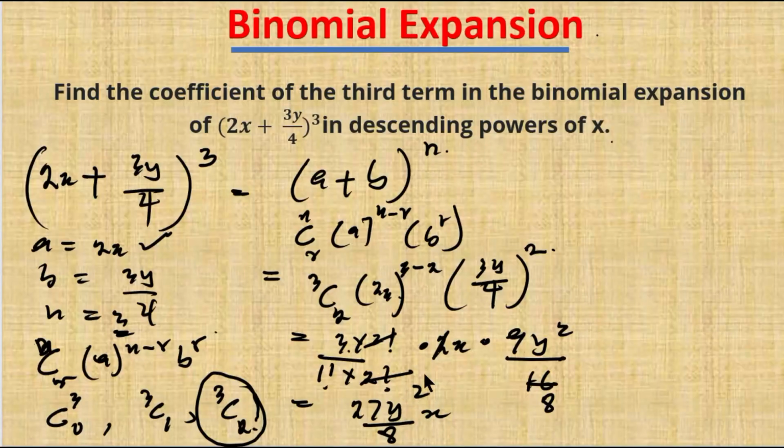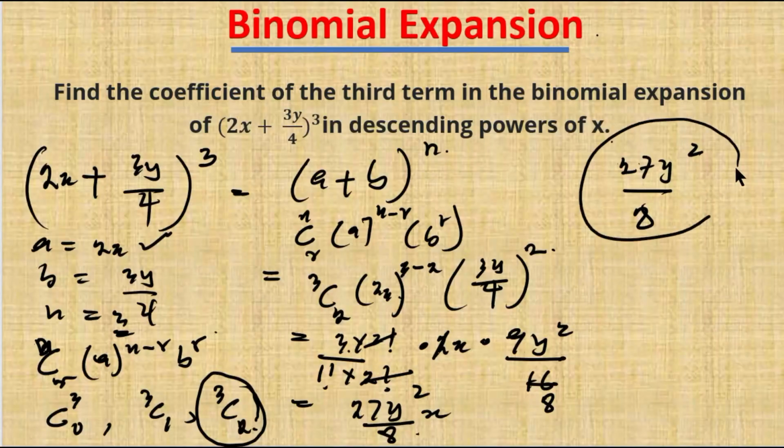The question was also to find the coefficient of the third term in the binomial expansion in descending powers of x. So the coefficient in this case for x is 27y squared over 8. That's the coefficient of the third term.